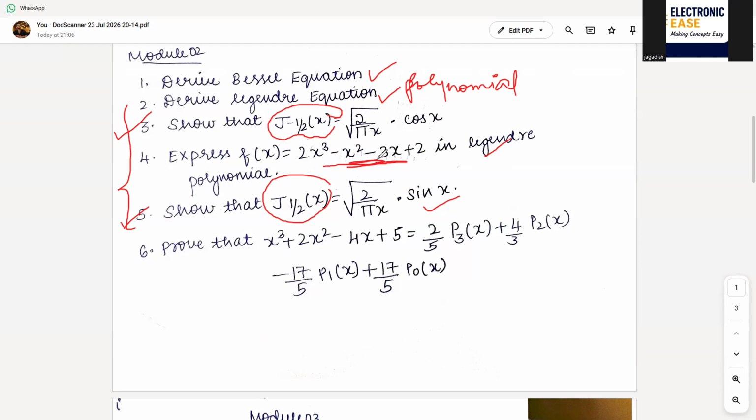Legendre polynomial. And prove that x cube plus 2x square minus 4x plus 5 is equivalent to 2 by 5 P3 of x, 4 by 3 P2 of x minus 17 by 5 P1 of x plus 17 by 5 P naught of x. So that is the problem. One derivation or two derivations you can expect, and these two questions. And one Legendre problem will be there in 2C and not in 3C and 4C.